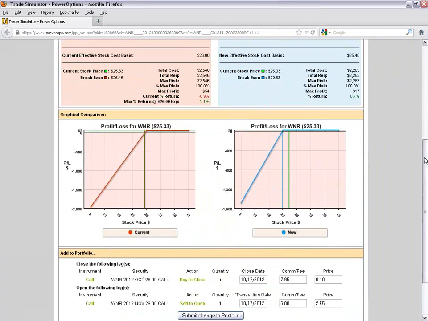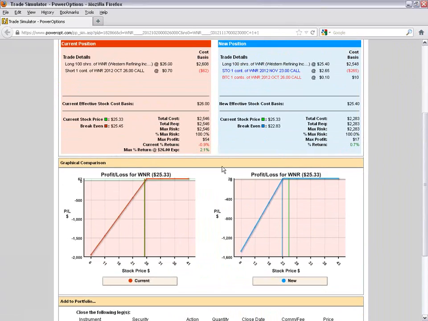Okay, and so this just gives us a breakdown of our current position. We know where we stand right now. The current return is about a loss of 1%. Our max expected return is 2.1%. And if we perform this adjustment, we buy to close our 26 call for 10 cents, sell to open the November 23 for $2.65. Max profit is about $17.